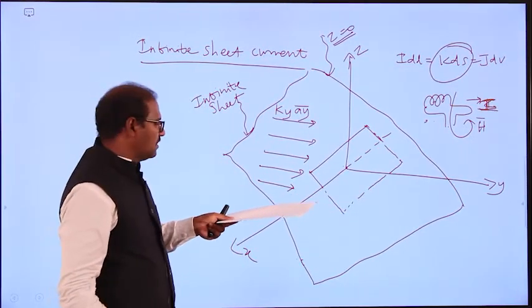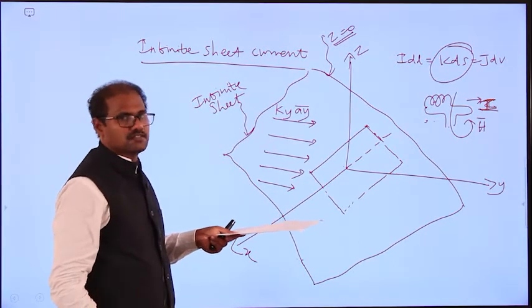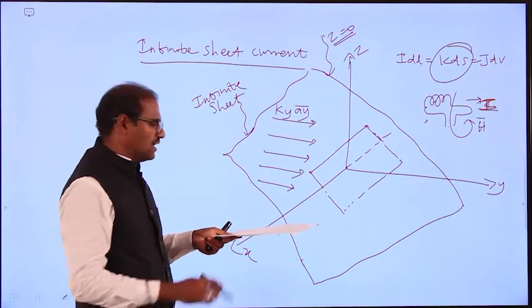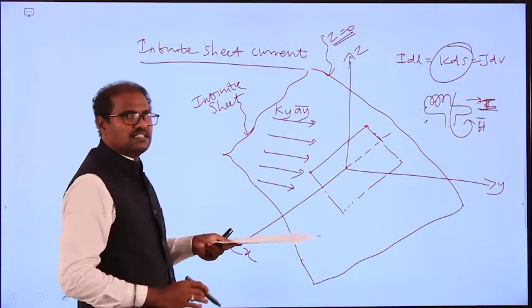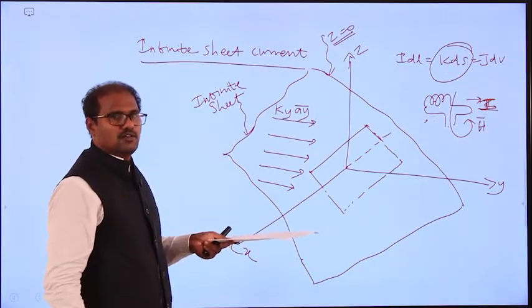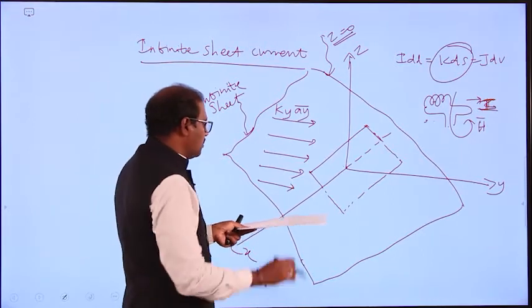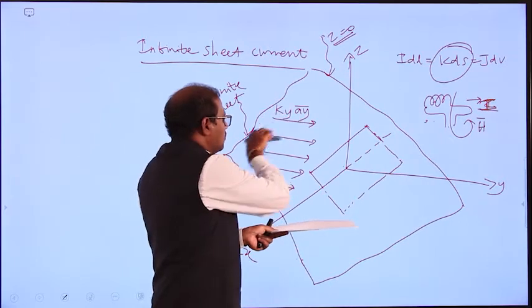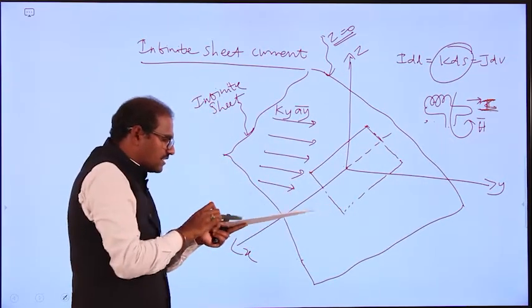Okay, we have kept our infinite sheet in the xy plane. Plus x, minus x, plus y, minus y. We are not keeping it in z; z is equal to 0 here. Now we are going to allow the current in the y direction. The current is moving this side.